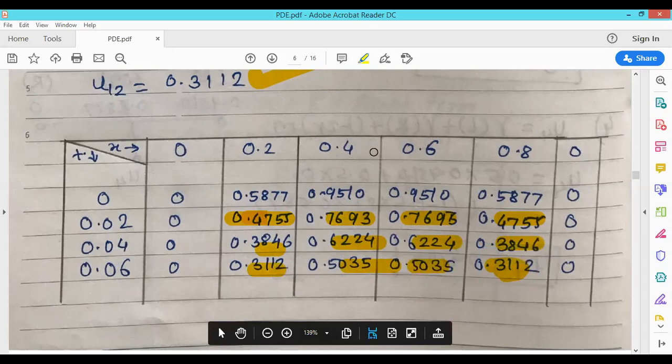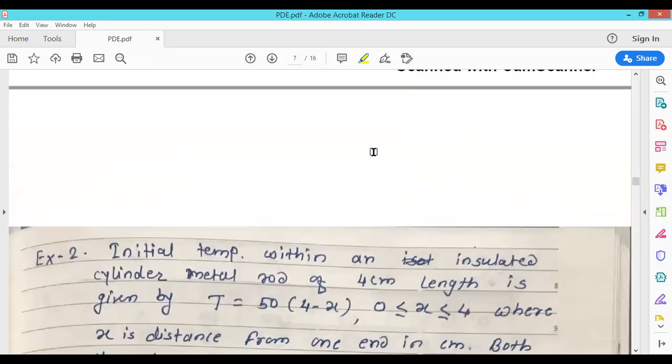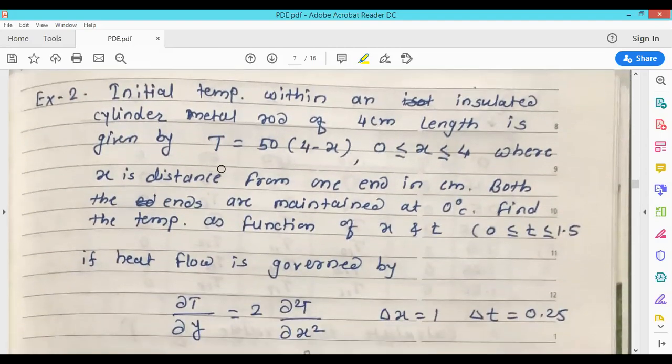So this is about Poisson's, sorry, this is about parabolic equations. Next, I have to explain the second example.